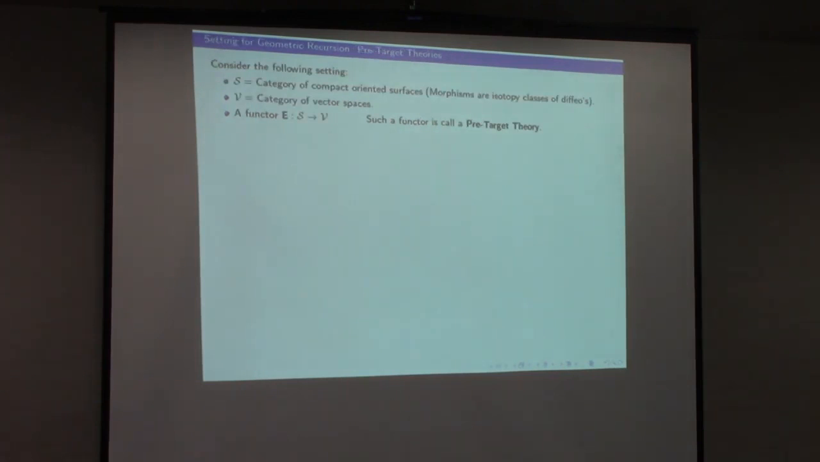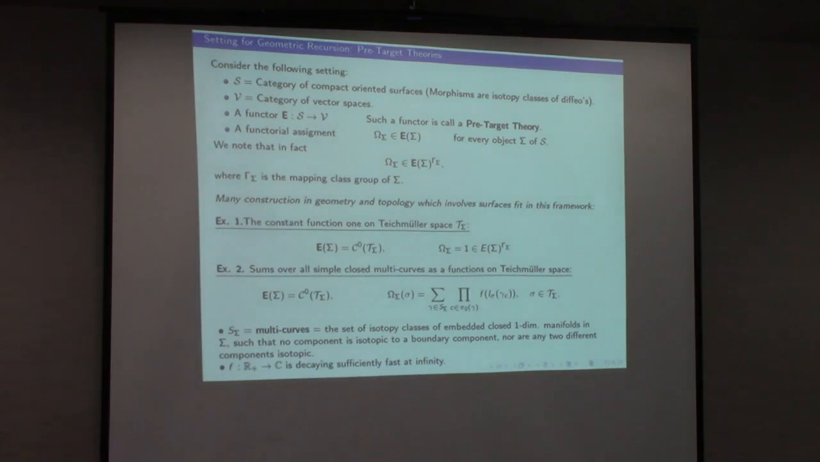So I just remind you that we are considering the category of compact-oriented surfaces, and then we are considering a category of vector spaces, and we are looking at a functor from surfaces to vector spaces, and that's what we are calling a pre-target theory. We are looking for functorial assignments inside these vector spaces, so they are inside, of course, the mapping class group invariant part of these vector spaces for each surface. And then I gave you many examples.